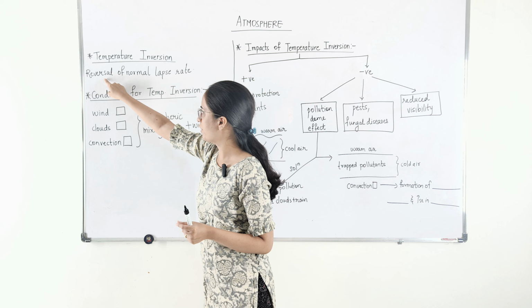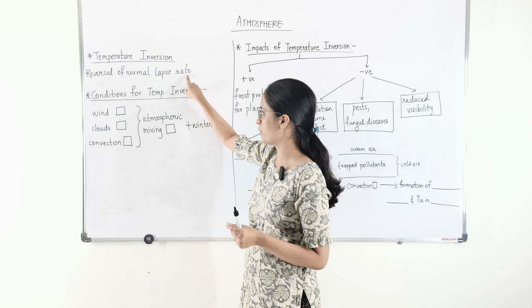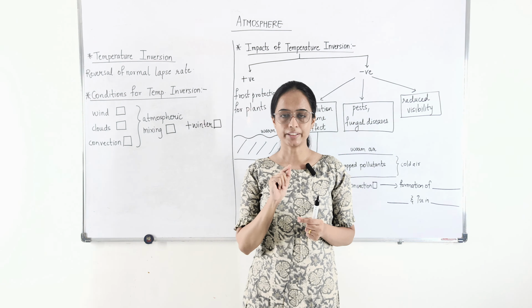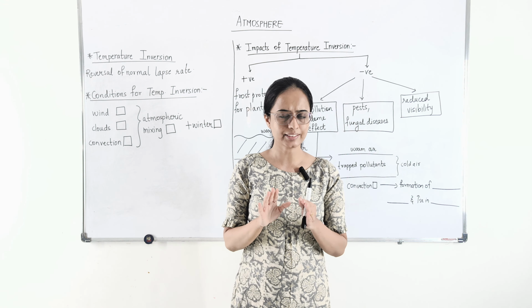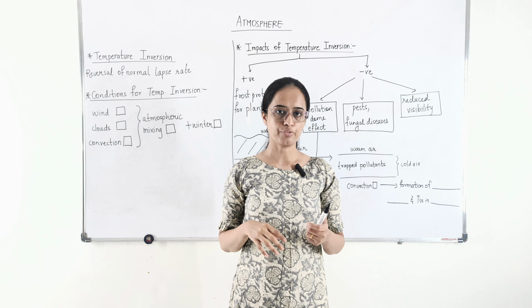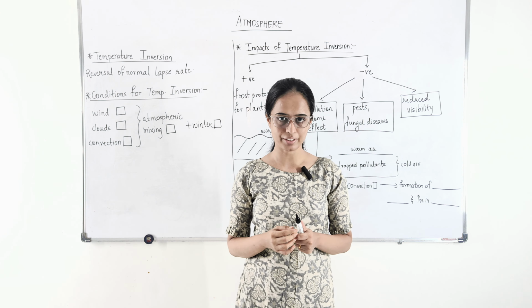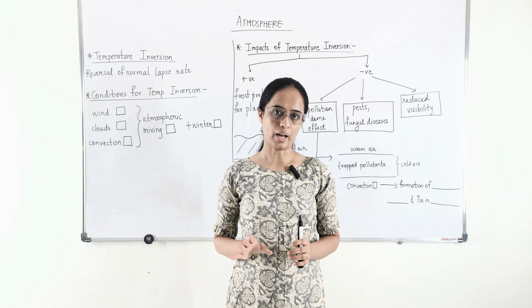Okay, so if you try to understand the formal definition of temperature inversion, it states that it is nothing but reversal of normal lapse rate. Now, if you all try to recollect what is normal lapse rate. Normal lapse rate means as you move altitude wise, or as your height increases, the temperature is going to decrease. This is the normal lapse rate. And if you remember, for every 1 kilometer the temperature decreases by 6.5 degrees Celsius. This is what normally happens.